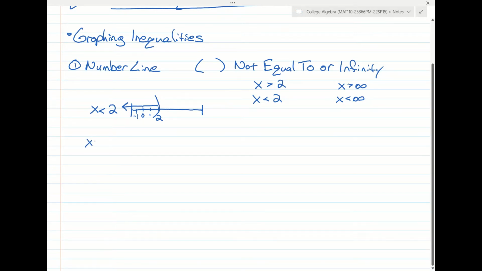Similarly, if we had x is greater than 2, that represents all numbers greater than 2 on a number line, which would include 3 or 4 or anything greater than 2. That would be how we graph it. So we use parentheses to represent inequalities that are exclusive. Exclusive means it's not including that number.